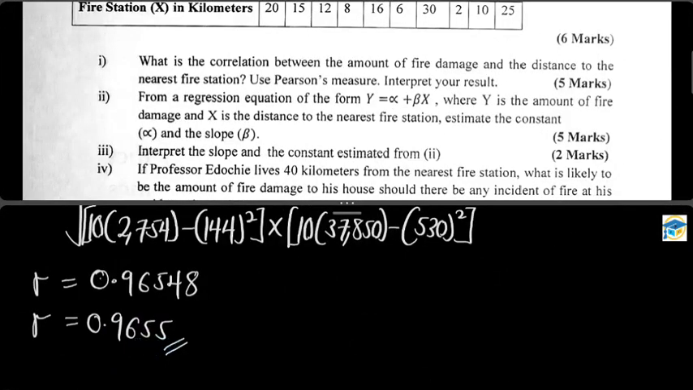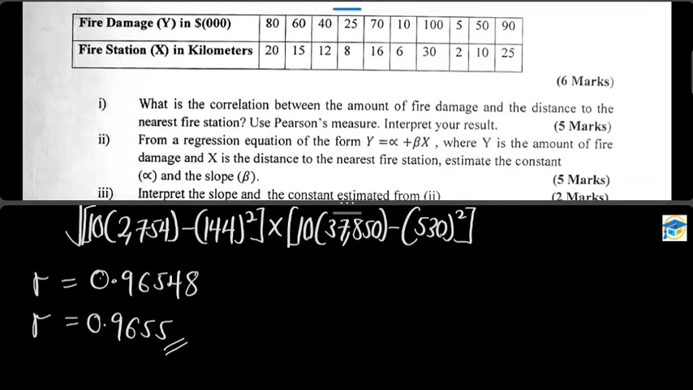So 0.9655 tells us that there is a strong positive relationship between the values of x and the values of y. In this case, the distance between a nearest residence and a fire station, and the fire damage with respect to the amount. So there exists a strong positive relationship or correlation between the values of x and the values of y. So that is the interpretation behind this formula. So this is a strong positive correlation, meaning that in terms of their relation, there exists a strong positive correlation or relationship between these two variables we are talking about here. I hope that is clear. So that is that with the I part of this question.